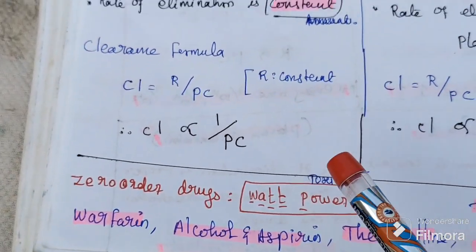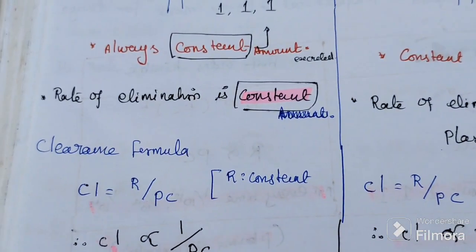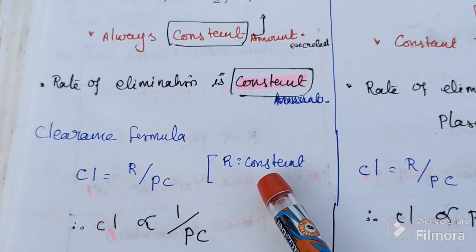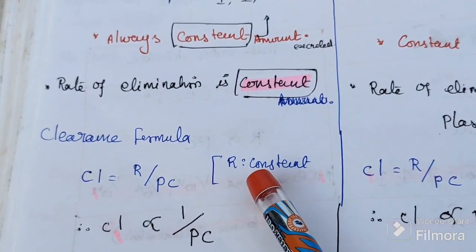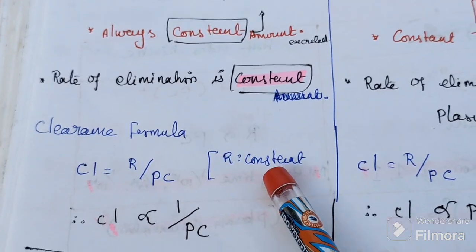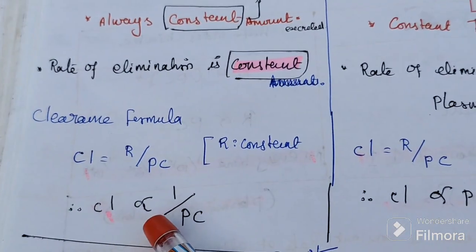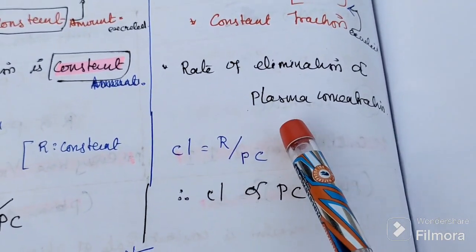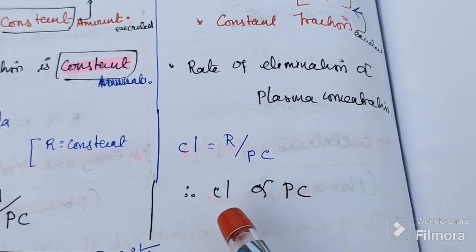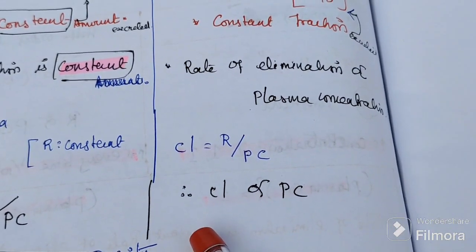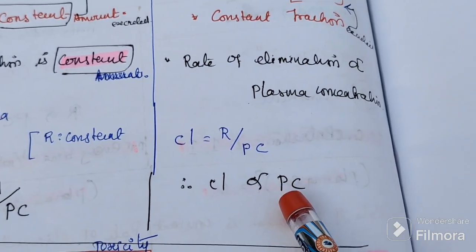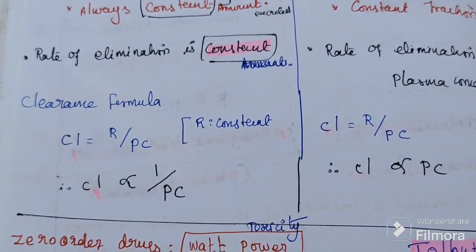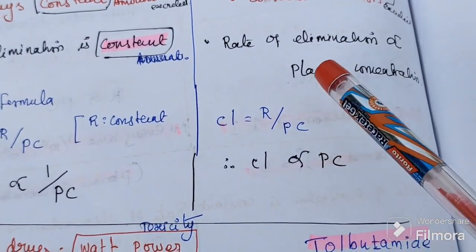So the last thing is clearance. What is the formula of clearance? Clearance is rate of elimination upon plasma concentration. In zero order the rate of elimination is constant, so clearance is inversely proportional to plasma concentration. In first order, the rate of elimination is directly proportional to plasma concentration, so clearance is constant. Both will rise and both will fall.